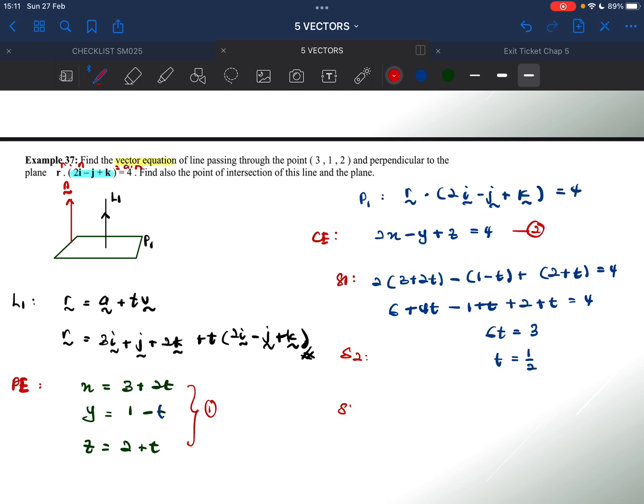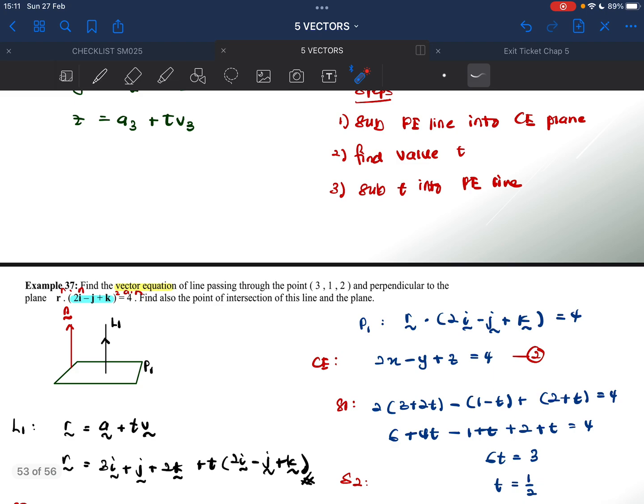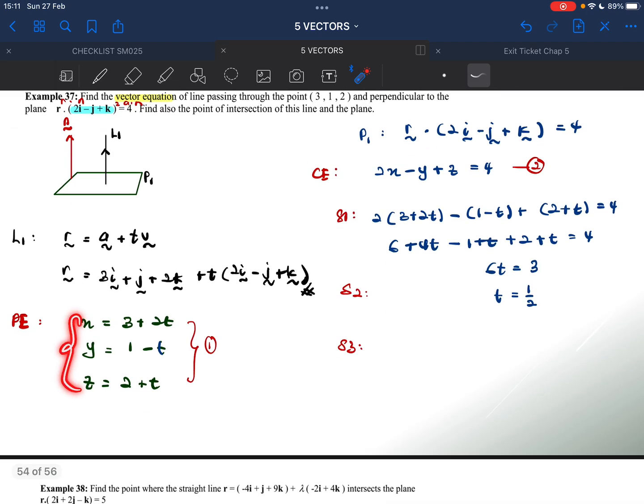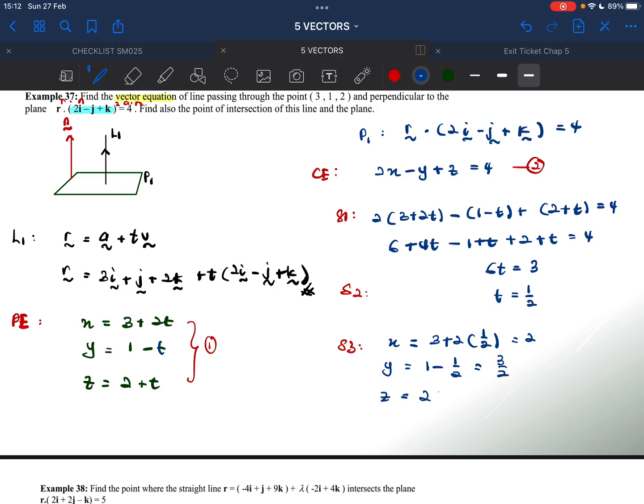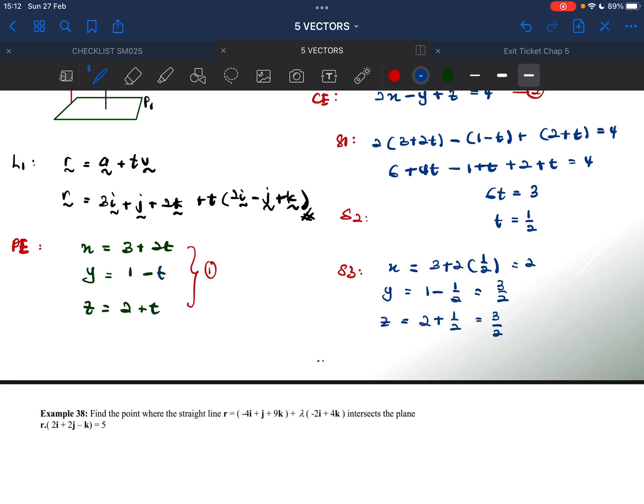Now if you have your t, we go to the third step here. We are going to substitute t back into the parametric equation of the line. So now we have x equals 3 plus 2 times 1 over 2, which is 4. Y equals 1 minus 1 over 2, we have 1 over 2. And lastly, z equals 2 plus 1 over 2, which is 5 over 2. So now the final answer, make sure to write in coordinate form. We have the point of intersection between line and plane is 2, 3 over 2, 3 over 2.